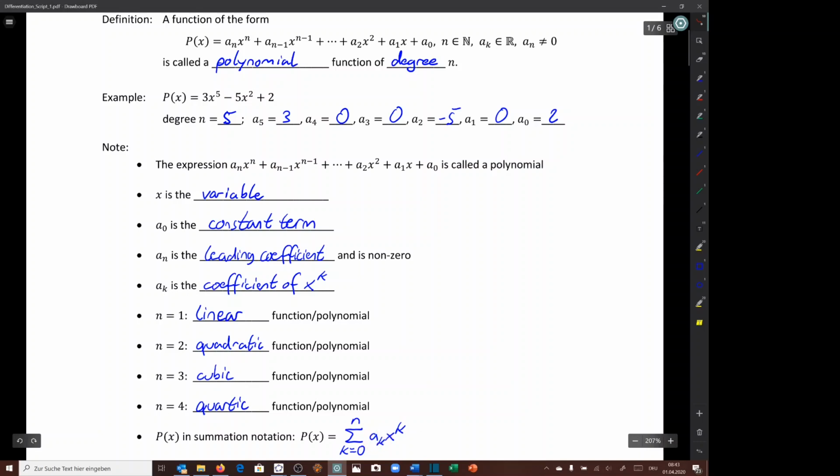Then for k equals 1, we get a1 times x. So we have a0, now a1x. For k being 2, we have a2 times x to the power of 2, and so on until in the end we are at an times x to the power of n, and we have to add them all up. So this is just a short notation for this here.